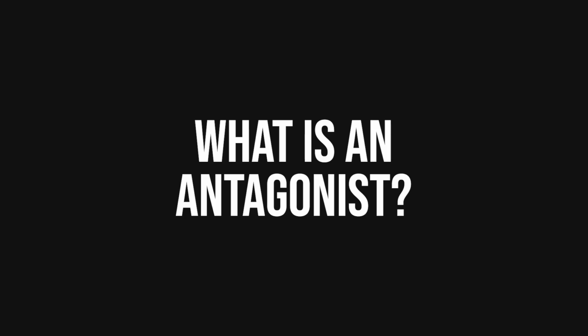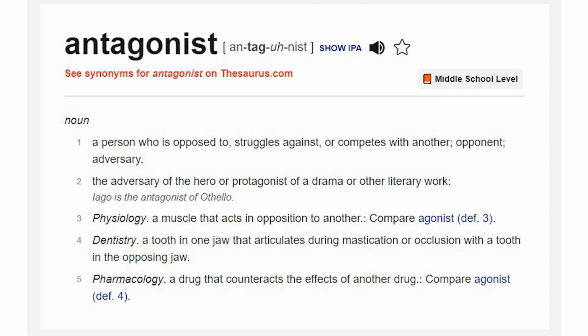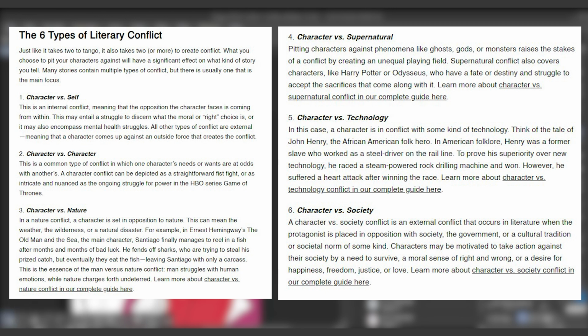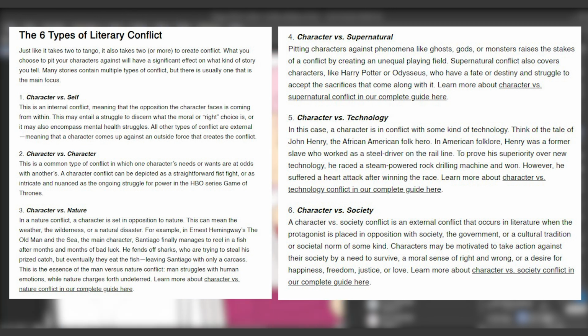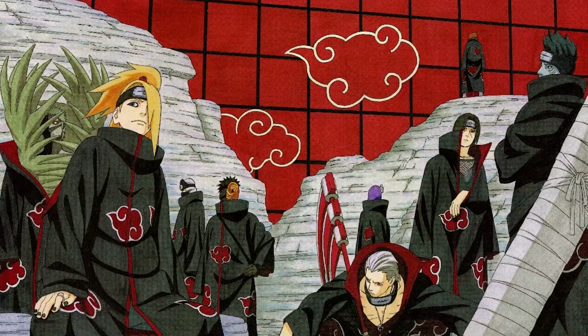In storytelling, the antagonist is the opposing force that is working against the protagonist, or the main character's goal. As a result, the central antagonist creates the main conflict in your story. An antagonist can be one character or a group of characters.